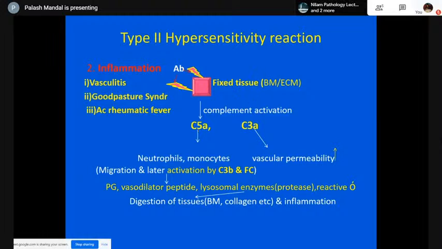So complement activation is through C5a and C3a. Whenever complement C5 is activated, the inflammatory response is generated, and the neutrophils and monocytes are activated. C3 activation leads to increased vascular permeability, which is also a part of the inflammatory response. The first reaction of the vascular system was initial vasoconstriction, followed by vasodilatation and increased vascular permeability. We have studied this in inflammation, and here there are neutrophils and monocytes. They are also activated by C3b and Fc receptors.